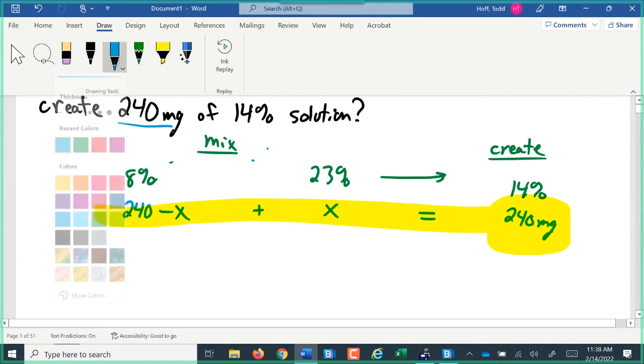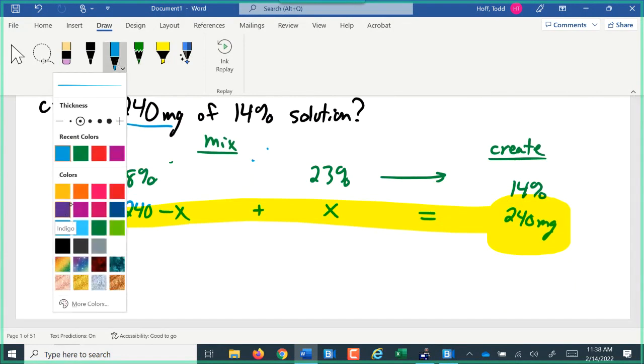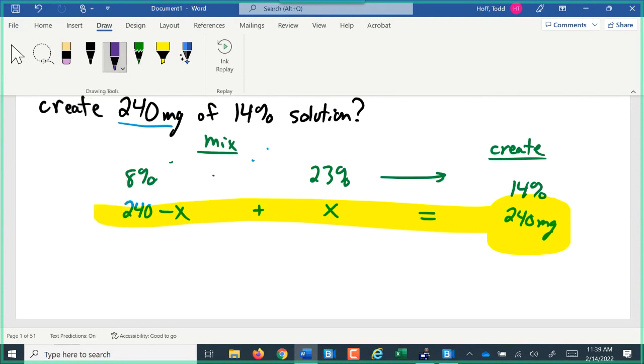Our next step then is to write the equation that shows the amount of active ingredient, in this case the amount of medication that is in there. That is another value, another total that is conserved. And remember, the amount of that solute, or that active ingredient, is the concentration times the volume. So for our first solution, that's 8%, so that'd be 0.08 times the volume. So the volume there is 240 minus x.